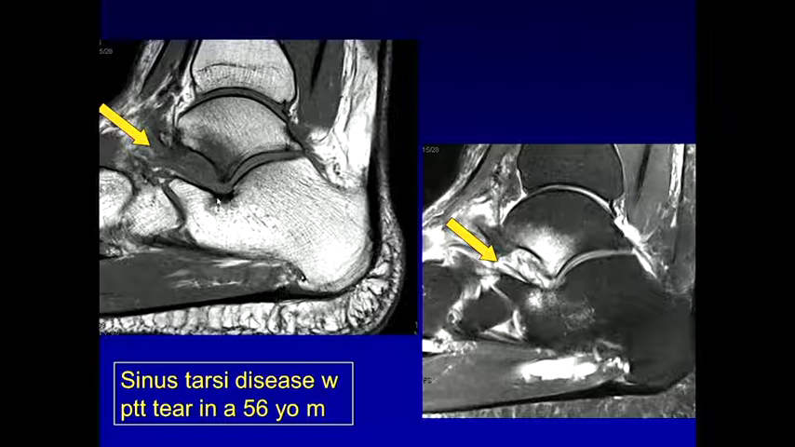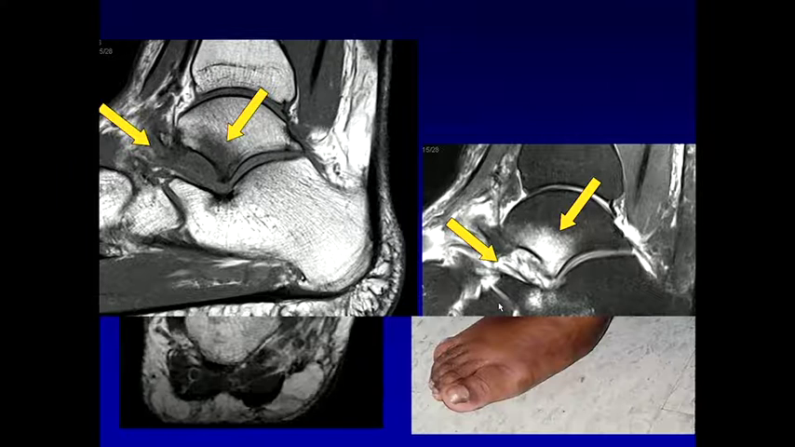So here we have a patient with PTT dysfunction. We see complete obliteration of the fat within the sinus tarsi with fluid here, consistent with sinus tarsi syndrome in the appropriate clinical setting. But we also see edema at the opposing talar and calcaneal surfaces right here in this area, which is compatible with talocalcaneal extra-articular impingement.